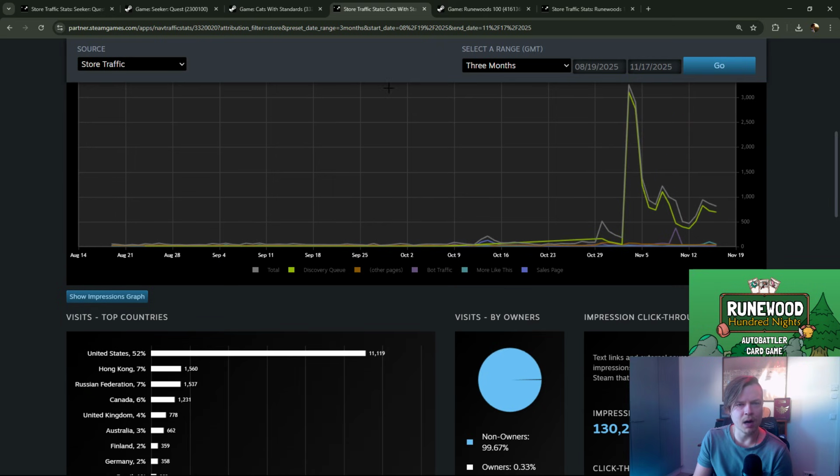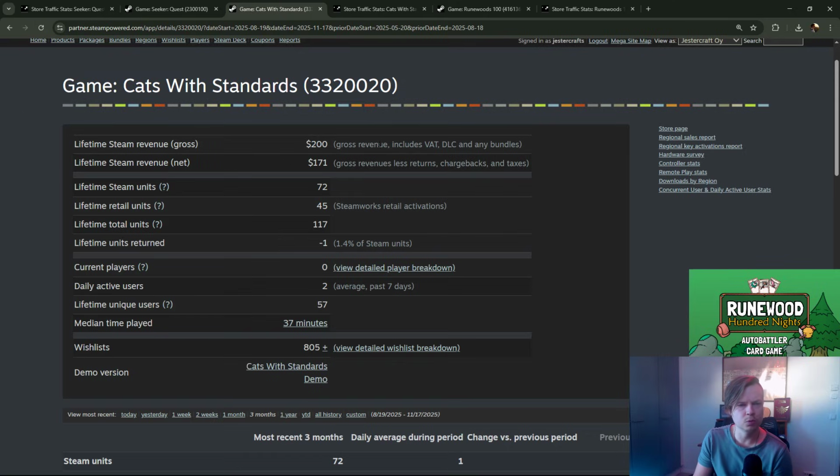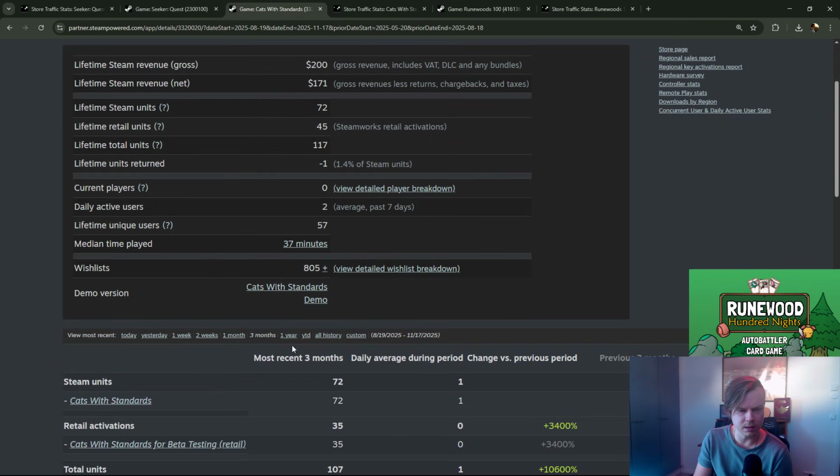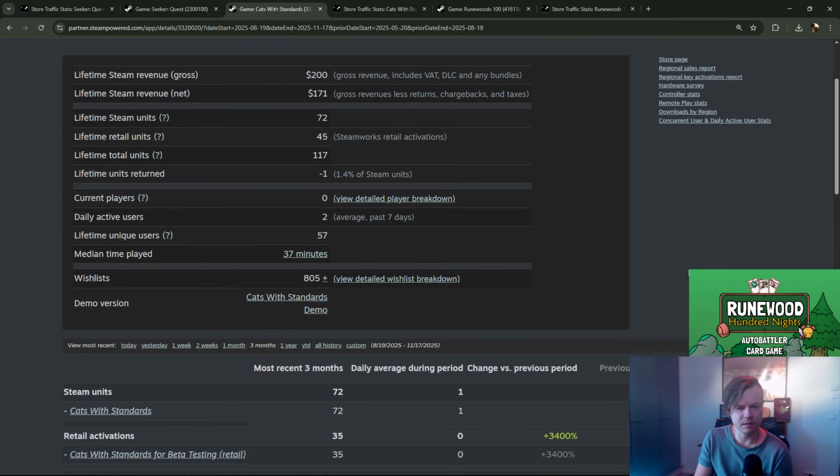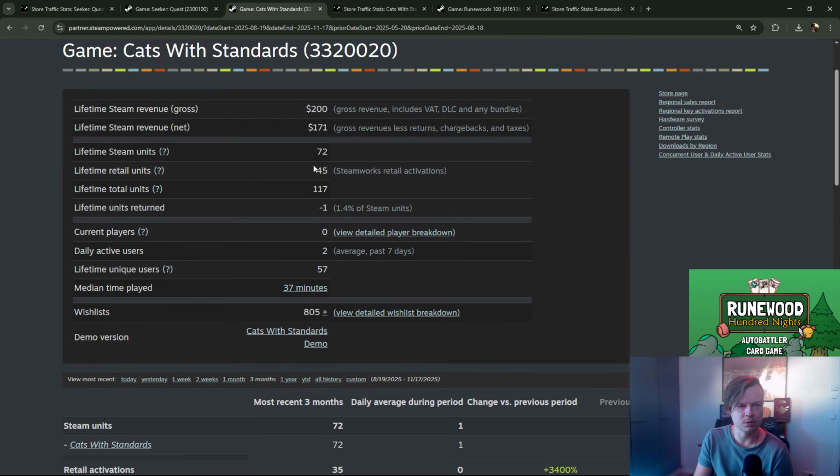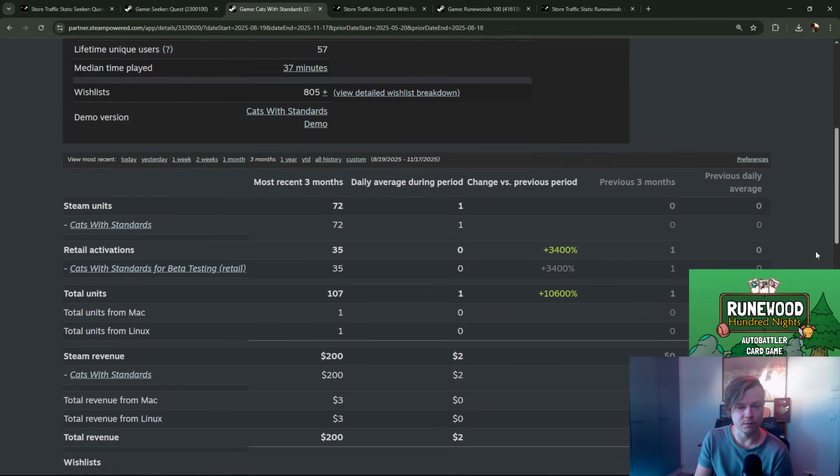So how did Cats with Standards sell? This timeline is 3 months as well. Within 3 months, it's sold 75 copies and retail units 45. And that's in total something around $200 so far.